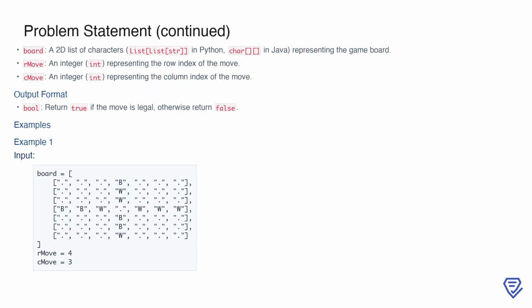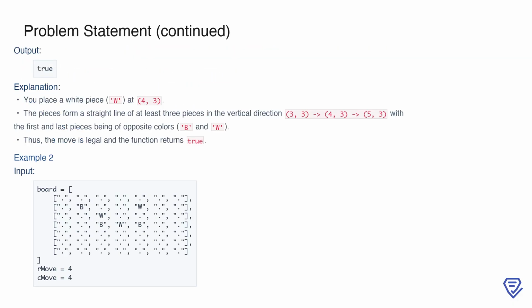To better understand the problem, let's go through some examples. In the first example, we are given a board where a white piece is placed at position 4, 3. This placement forms a vertical line of at least 3 pieces, which includes the newly placed piece and extends through the cells 3, 3, 4, 3, and 5, 3. The first and last pieces in this line are of opposite colors, B at 3, 3, and W at 5, 3. Since this satisfies the conditions for a legal move, the function would return true.